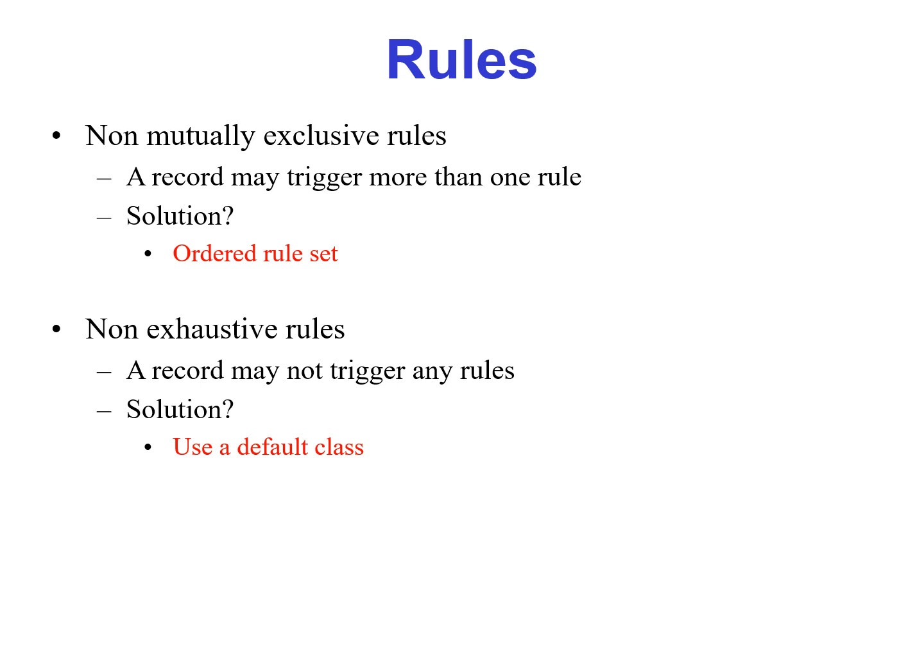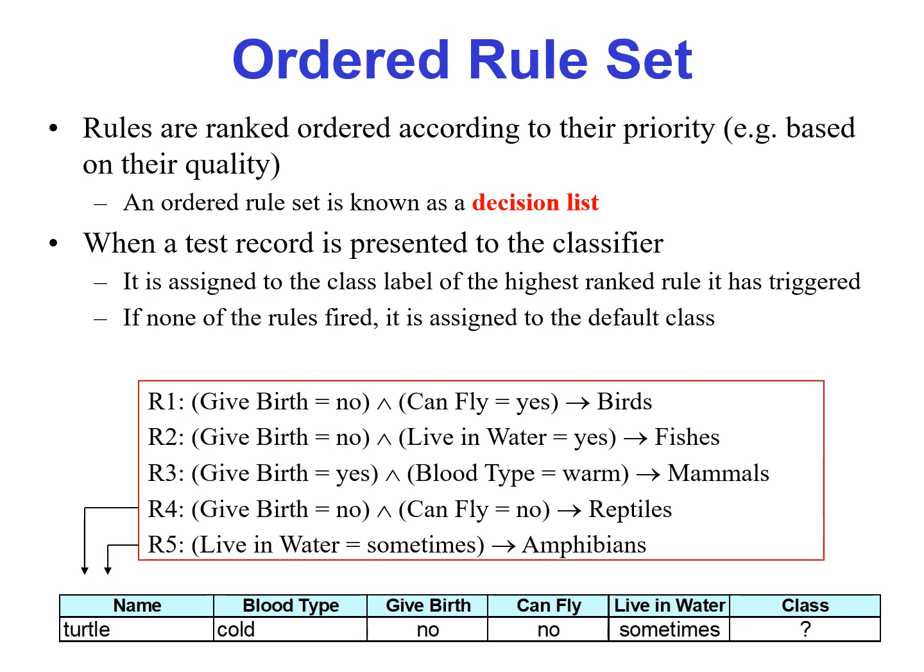Non-mutually exclusive rules may be an issue because a particular record may trigger more than one rule. To avoid that scenario, we can go for an ordered rule set. Similarly, with non-exclusive rules, the record may not trigger any rule, and then we can use a default class. If none of them is applicable, then we will have some other category. That can be taken as the default class. So these are the things we need to impose further in order to get successful rule-based classification.